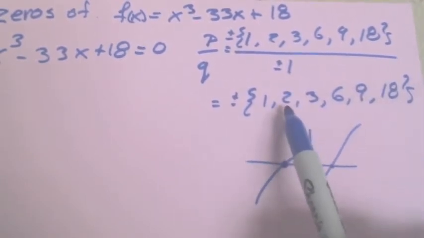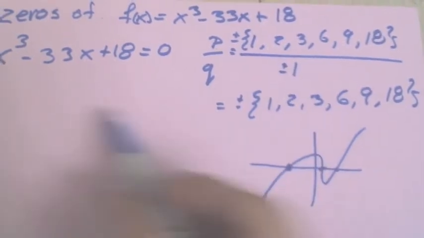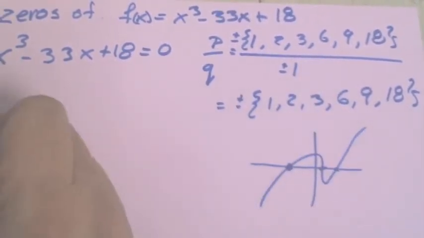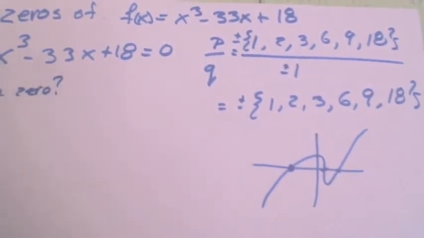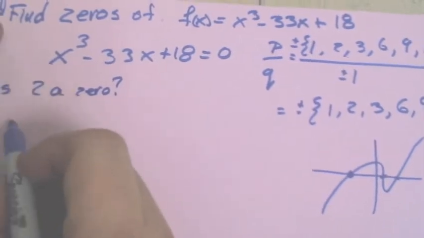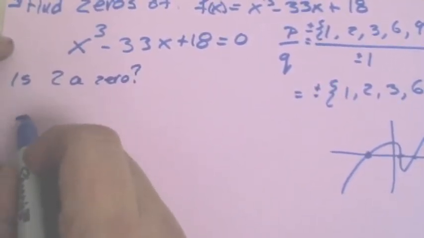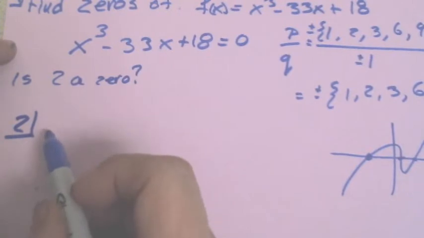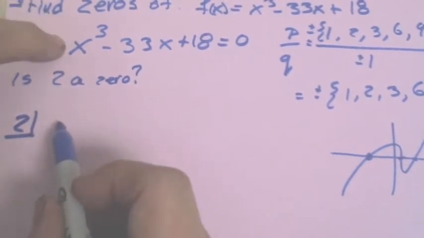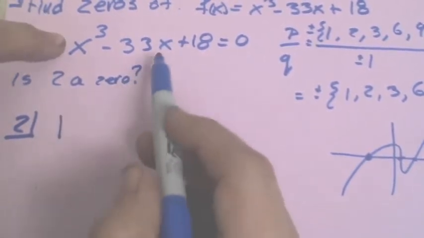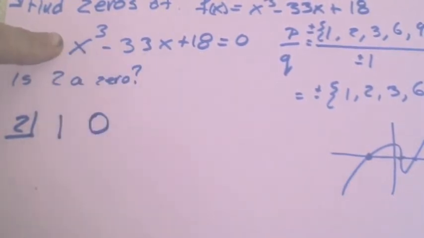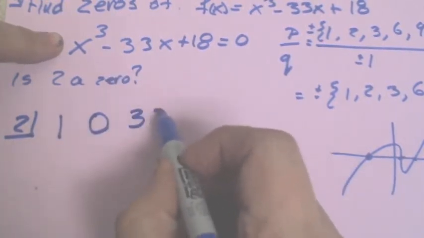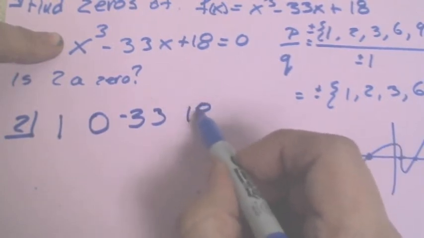For example, I'm going to try 2. We can test to see, is 2 a 0? To check and see if 2 is a 0, we can do our synthetic division with 2. We have to list our coefficients. The coefficient of the x to the third is a 1. We notice that there's an x squared missing, so we do have to put in the 0x squared. Not doing that is very dangerous. And then negative 33x plus 18.